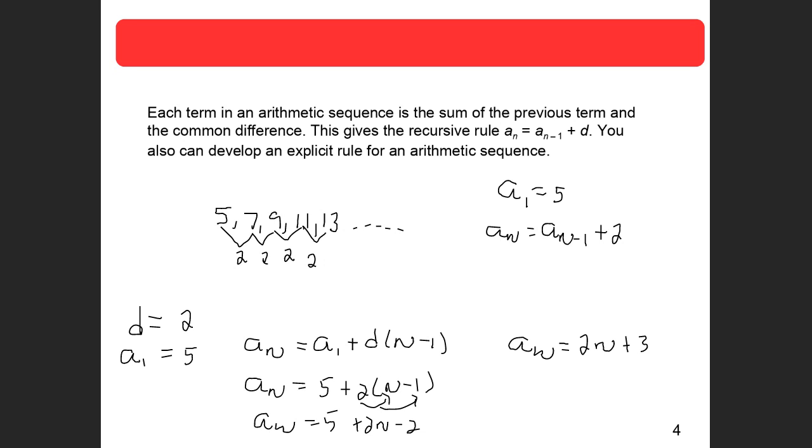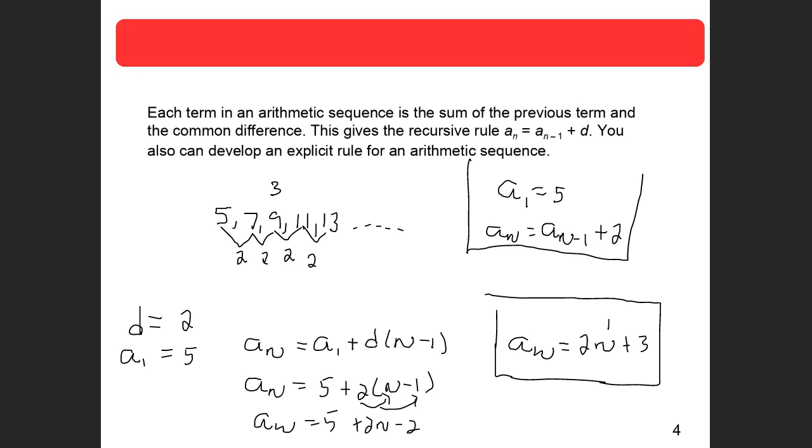Now, you can check it yourself really quick. We know the first term is 5, so if I put 1 in here, 2 times 1 is 2, plus 3 is 5. Oh, that works. I know the third term is 9, so if I put 3 in here, I should get 9. 2 times 3 is 6, plus 3 is 9. It works. So we should be able to write a recursive rule and an explicit rule for arithmetic sequences.